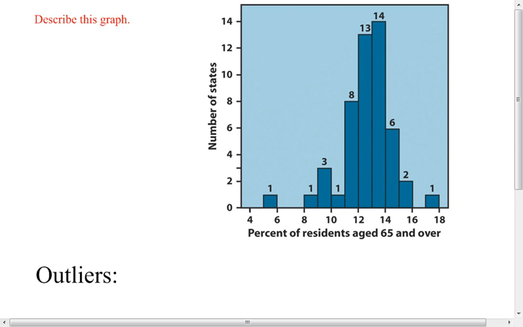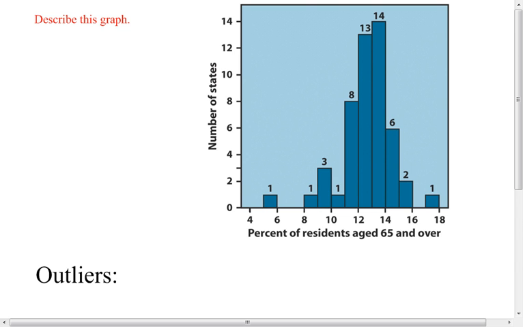All right, then here is an example of a histogram that is already done for you. And what we're going to look at is we're going to find the outliers, the center, the shape, all that good stuff about this particular histogram. Okay, so the numbers at the top tell you how many. You can see that this graph is about the percent of residents aged 65 and older in the different states of the United States, I assume. There are 50 pieces of data in here. The numbers at the top of each bar tell you how many states have percents of residents that fall in that category.